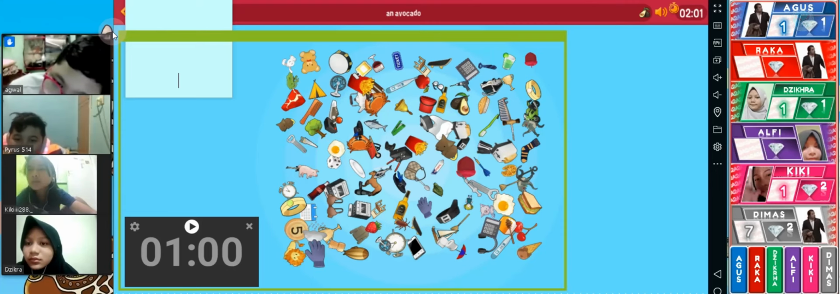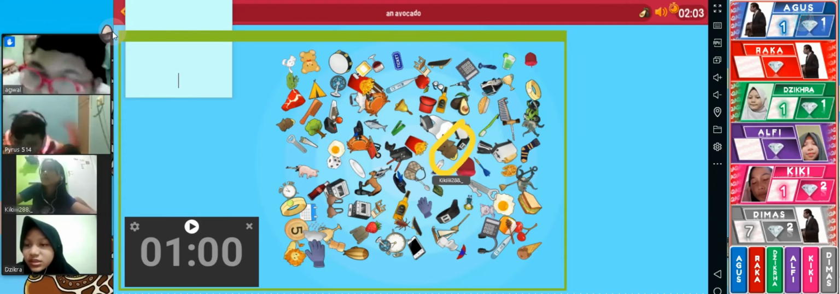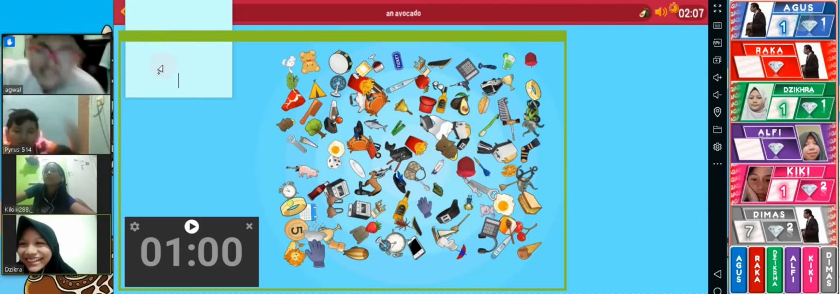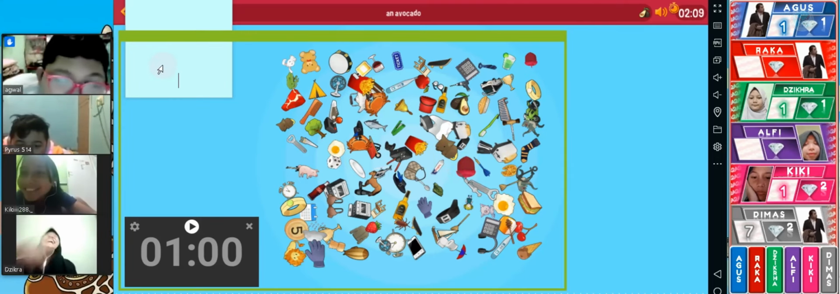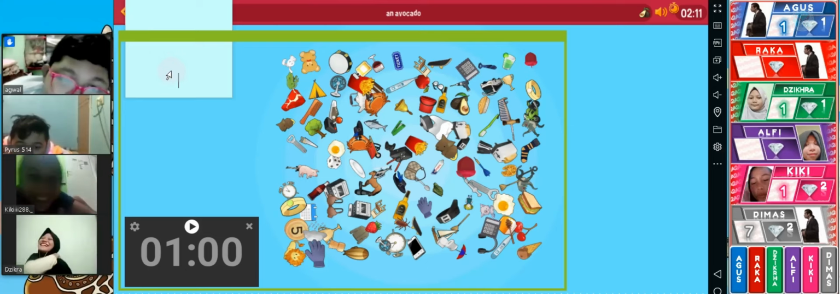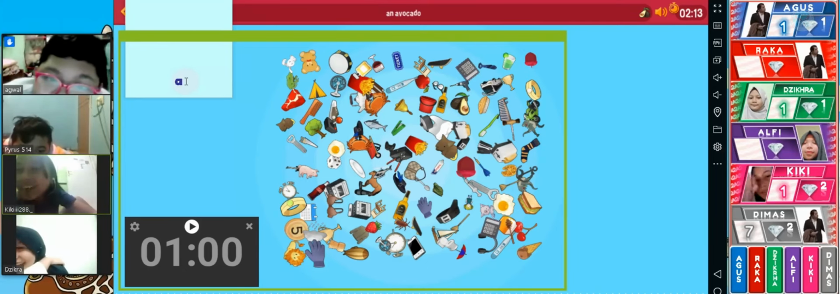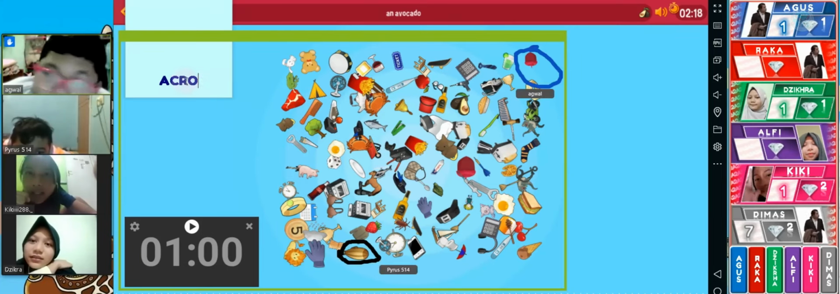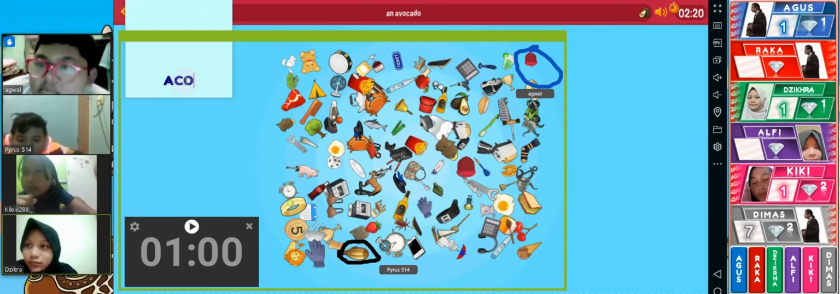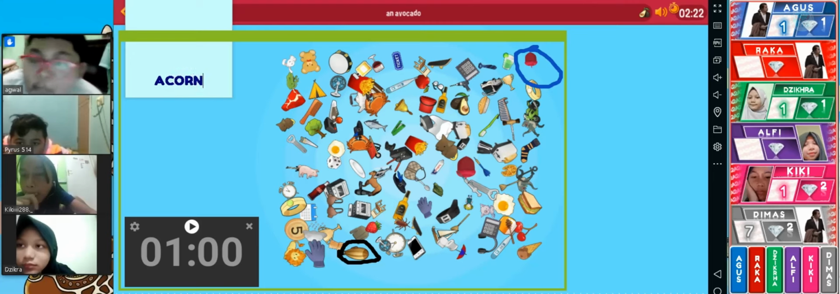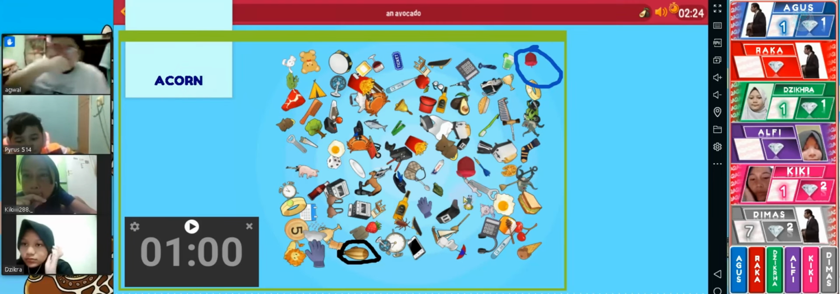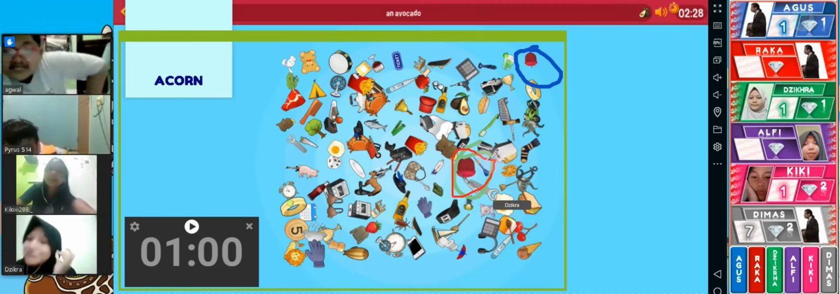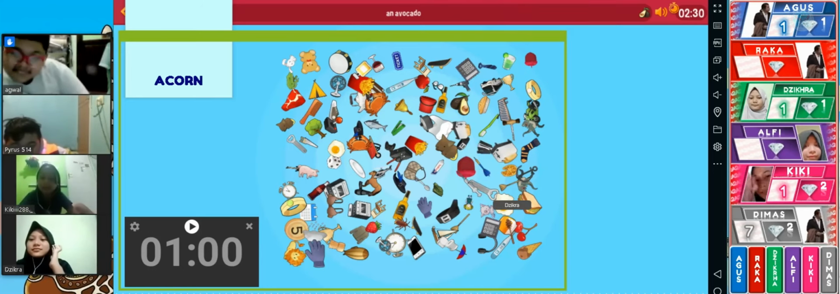If I'm not mistaken, okay. Seed of tree. What is that? No, it's a seed. Oh my god. This is the name. Acorn. Acorn. That's it. What a mistake, an acorn. This one is a seed of oak tree. Hopefully I didn't say something wrong. Alright, next.